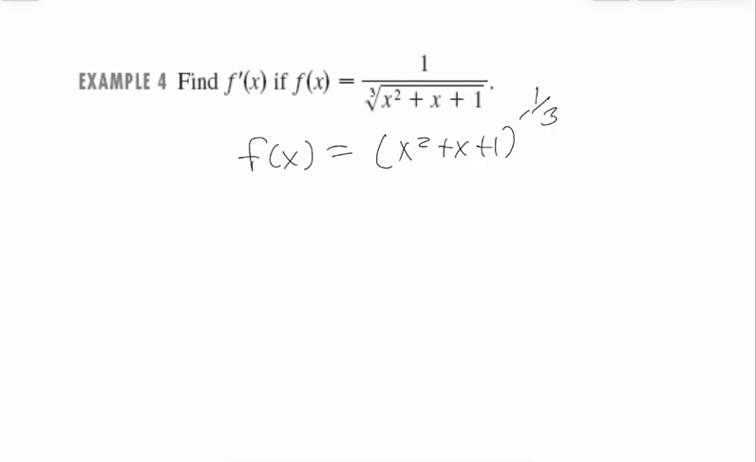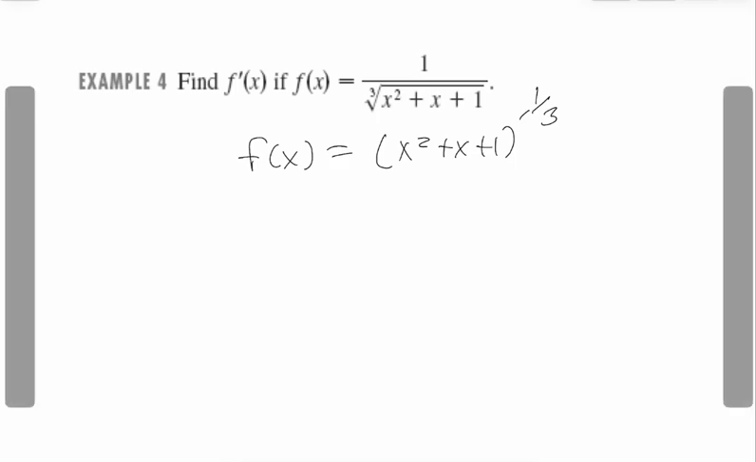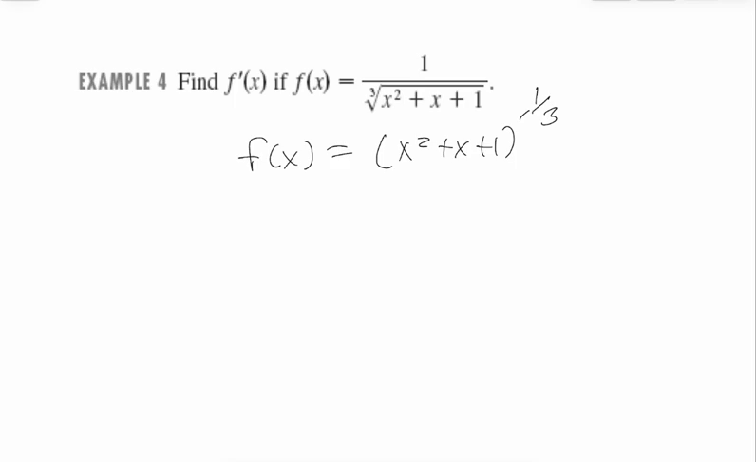Now let's everybody contemplate why that happened. The negative appeared because we were in the denominator. That's going to flip that to our numerator. The 1/3 is representative of a cube root. Okay, so hopefully that part doesn't surprise you. This is our inside function. This is our outside function.